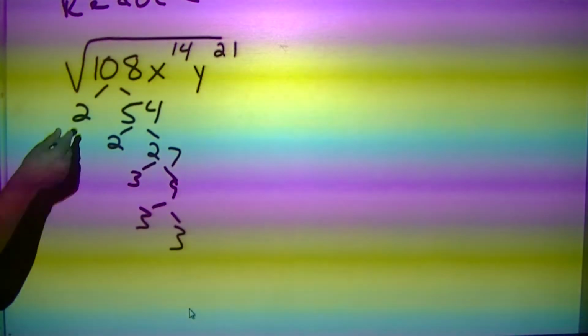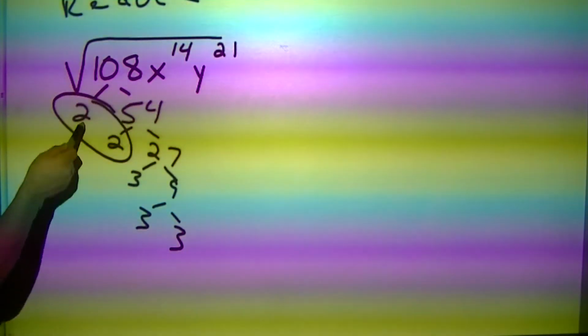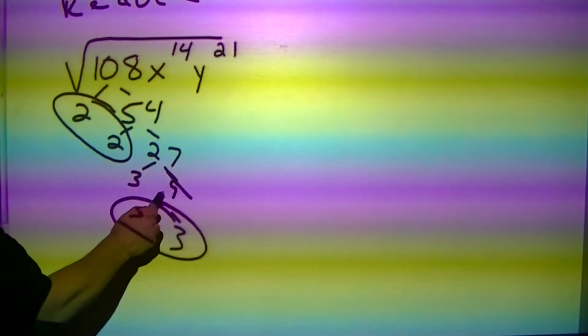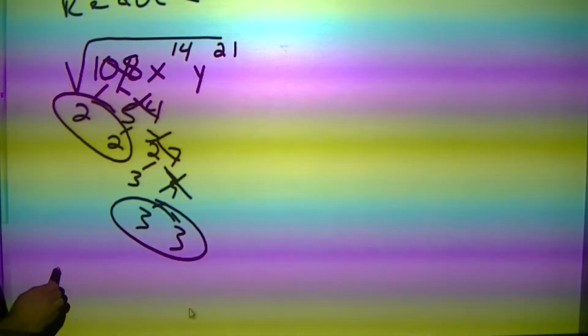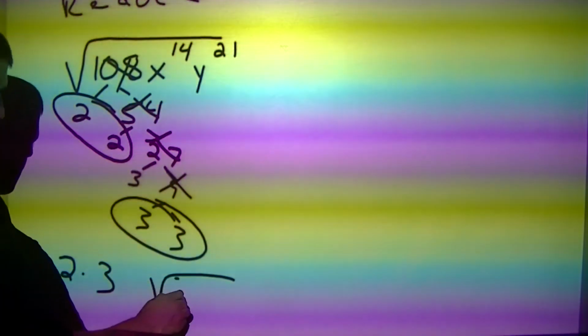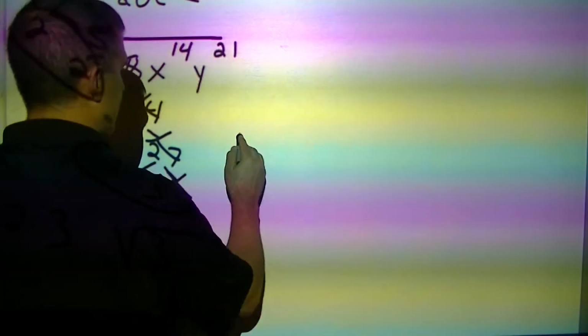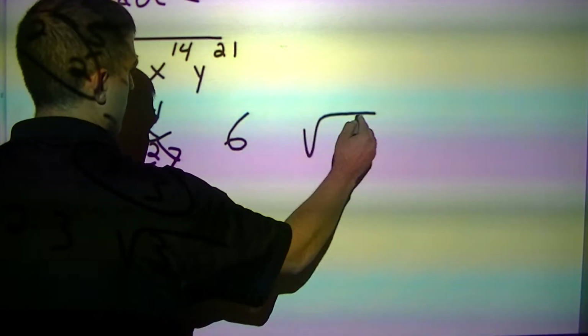Now, since it's a square root, I'm looking for groups, pairs. So here's a pair, here's a pair. If it has a branch from it, I can't use it anymore. So what's going to happen is one of each pair is going to be on the outside, and then that lone 3 is going to be on the inside. Okay? So what I'm going to have there is 6 square root of 3.